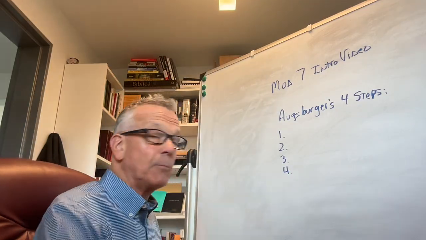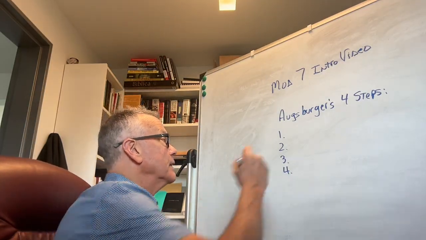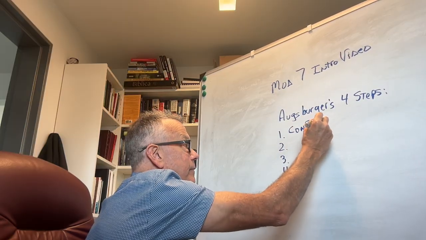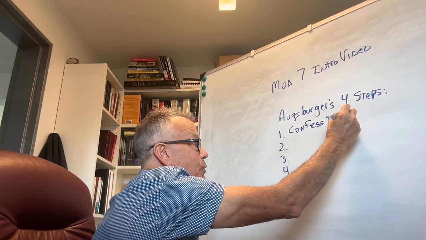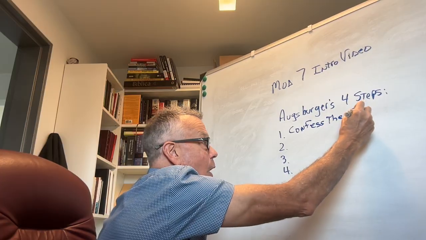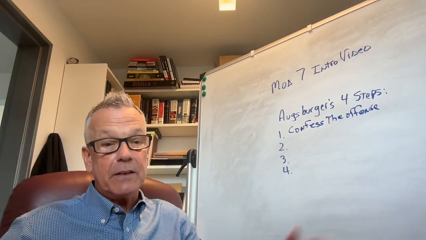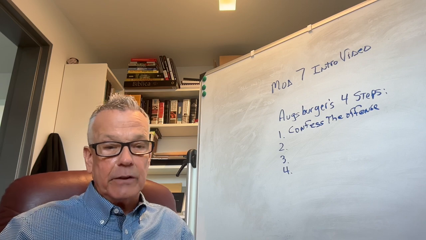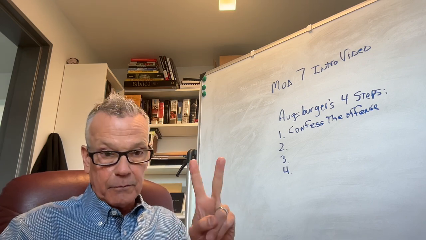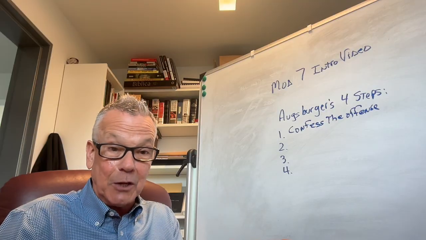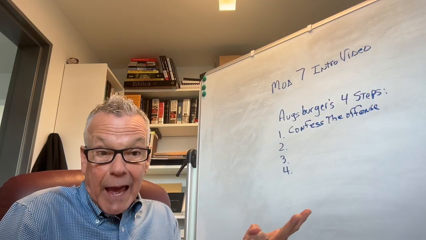And so, here's step number 1. When you sit down with a person, confess the offense. Confess what you did. Tell them you know what you did. Here's what I did. I did this to you. And there are two reasons you do this. Number one, the person who's been offended or hurt wants to know that you know what you did.